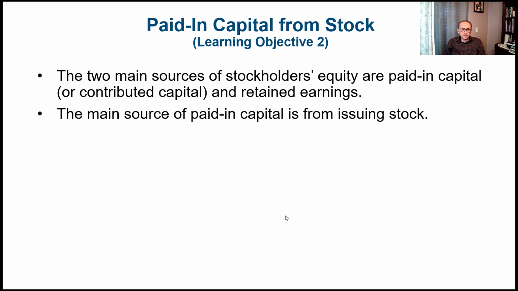So the main source of paid-in capital is from issuing stock. Usually that's the main source where we get to record the paid-in capital or the contributed capital. And for retained earnings, the main source is net income.